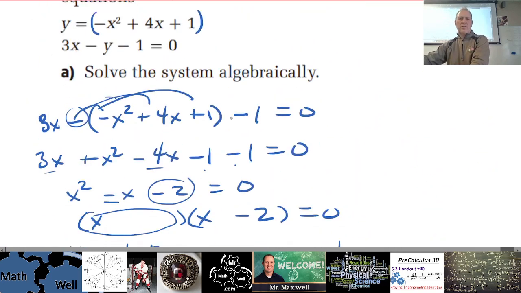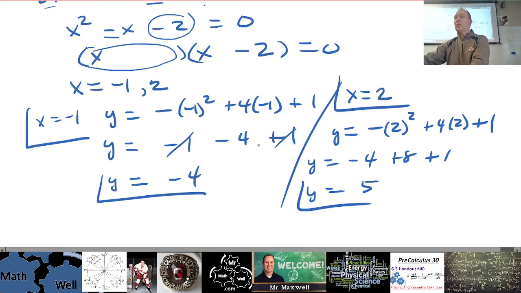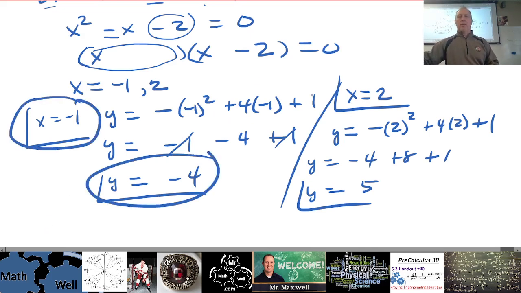So consider the system, yeah. So then you would maybe check those, put them in the equations to be sure. But yeah, so x equals negative 1 and y equals negative 4, or this other grouping of x equals positive 2 and y equals 5.